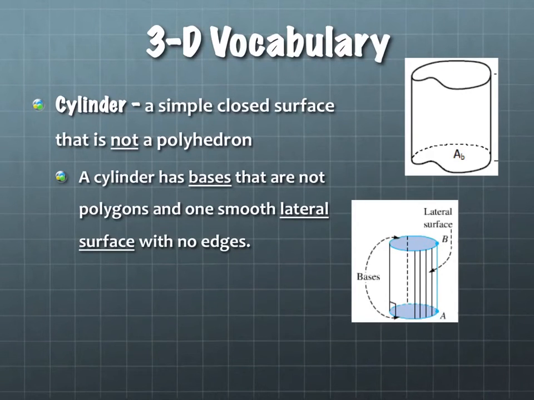All right, 2 more shapes, cylinders and cones. A cylinder is not going to have all the same straight edges that my polyhedron did. So specifically, a cylinder is a simple closed surface that is not a polyhedron. It has bases that are not polygons, and it has one smooth lateral surface with no edges.